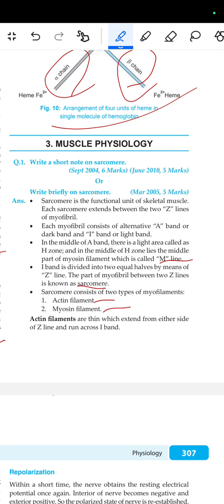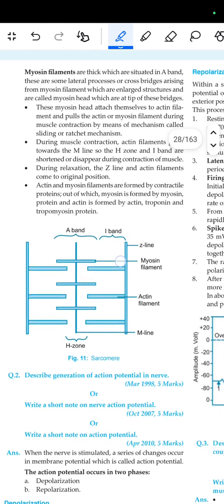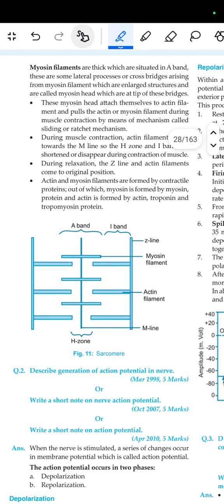Actin filaments are thin, extend from either side of the Z line and run across the I band. After this comes the myosin filament. Myosin filaments are thick and are situated in the A band. There are lateral processes or cross bridges arising from the myosin filament, which have enlarged structures at their tips called the myosin heads. These myosin heads attach themselves to the actin filament and push the actin filament during muscle contraction by a mechanism called the sliding or ratchet mechanism.